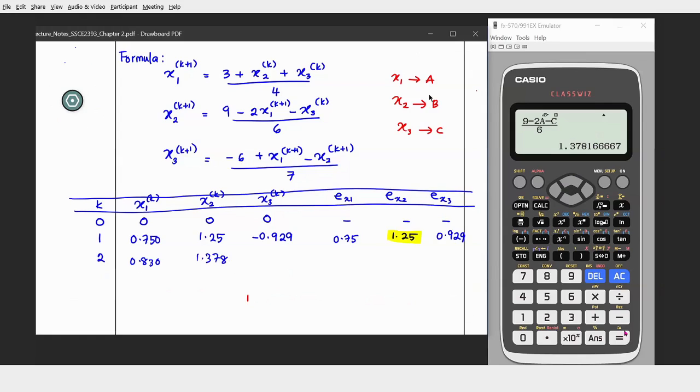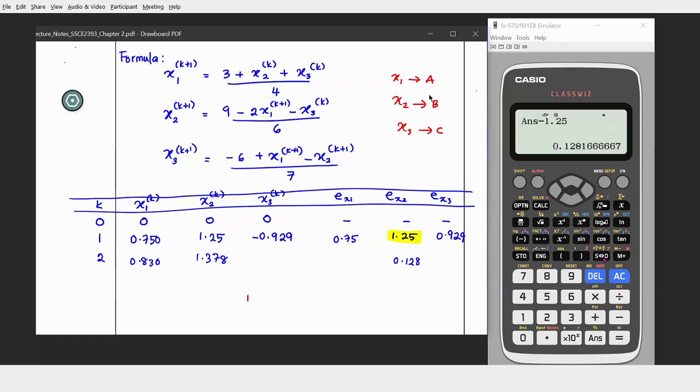Okay. In fact, after you have computed your x1 and x2, basically you can straight away compute the error. For example, for this one, 1.378, you can minus with the previous one immediately, 1.25. So the error should be at x2. So this one is 0.128, the error.